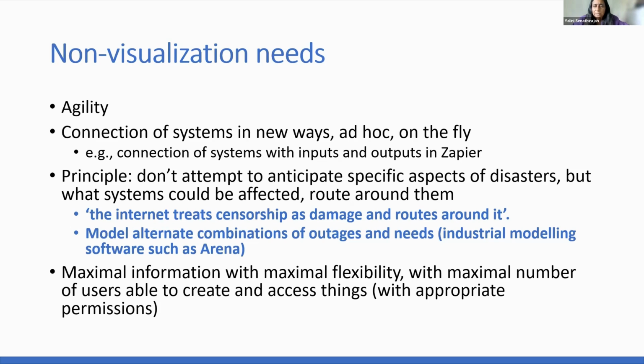This often imposed a great deal of stress because the institution had to collect that data manually, and definitions were not necessarily that clear. So we also proposed that systems be designed to be very flexible and not necessarily structured around anticipation of specific disasters, but thinking about what systems could be effective and route around them. There used to be a saying, the internet treats censorship as damage and routes around it. Similarly, we need to think about what type of capacities need to be in place, and if they're damaged or otherwise affected, what are the alternate routes?